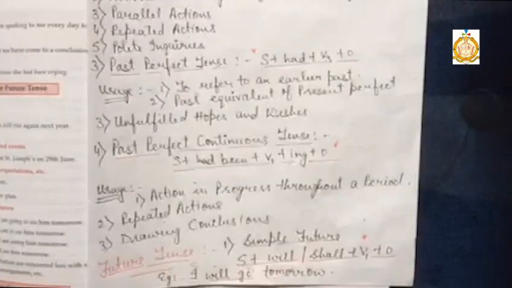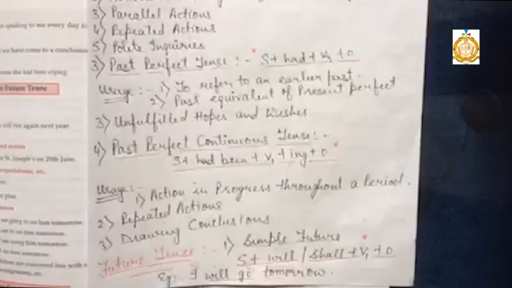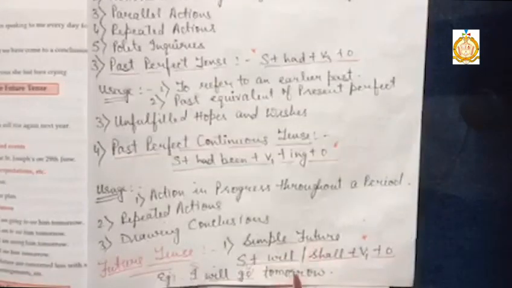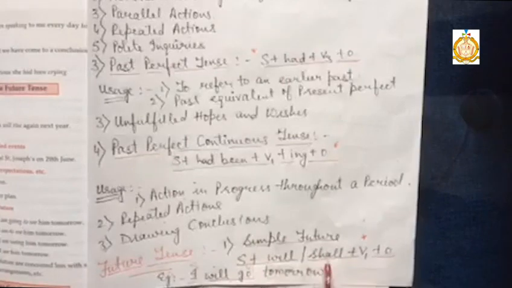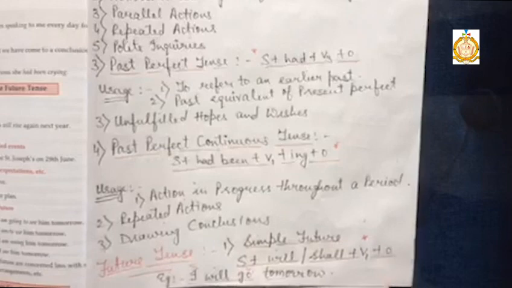Next comes the future tense. What is future tense? Future tense is the time which shows the actions which are still yet to come. In future, which have not happened but will happen. So, what is the formation of simple future tense? Subject plus will/shall plus verb's first form plus object.